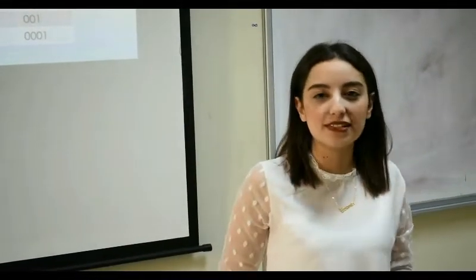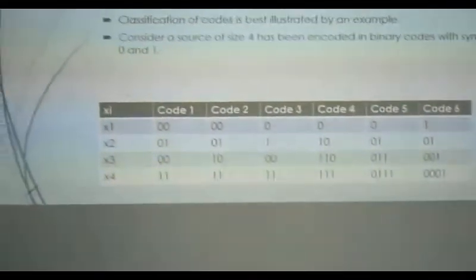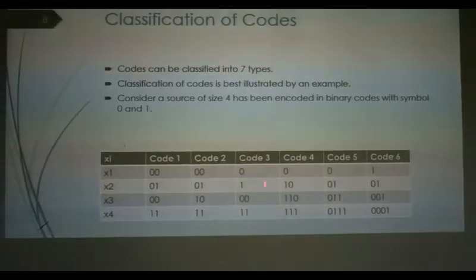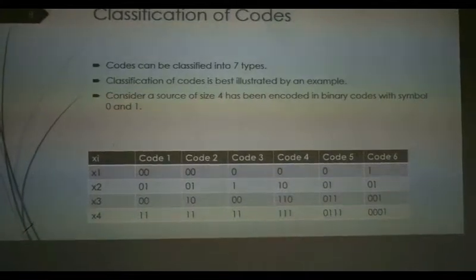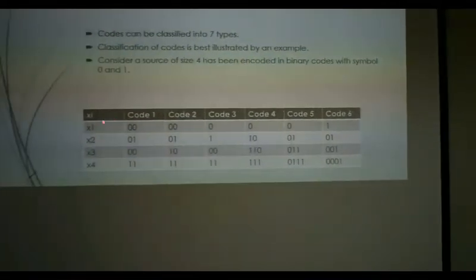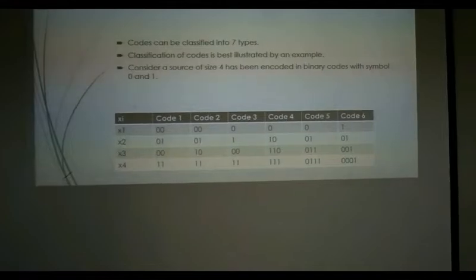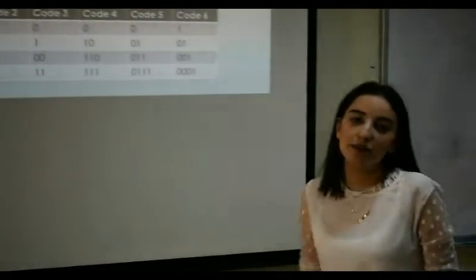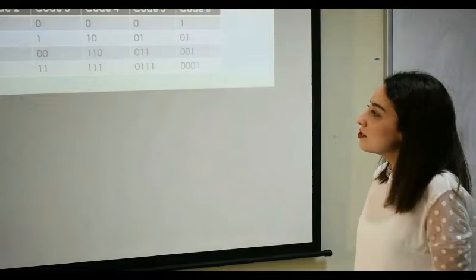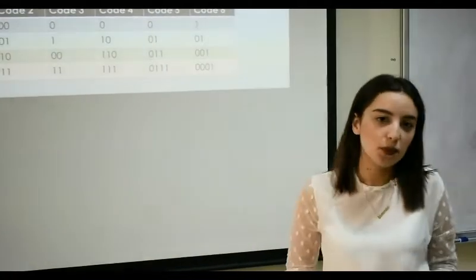I will present for you the classification of codes. Codes can be classified into 7 types. Classification of codes is best illustrated by an example. So we will take a source of size 4 encoded in binary symbols 0 and 1. We will have here 6 codes: code 1, code 2, code 3, code 4, code 5, and code 6, with code words x1, x2, x3, and x4. This example illustrates all the 7 types, so we will try to find them for a better memorization.